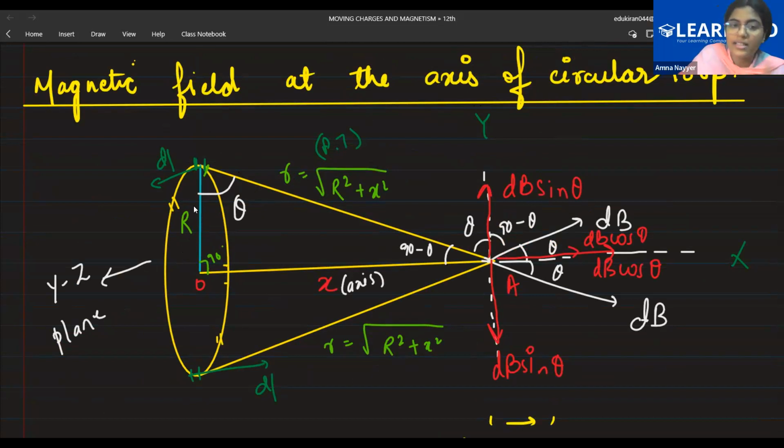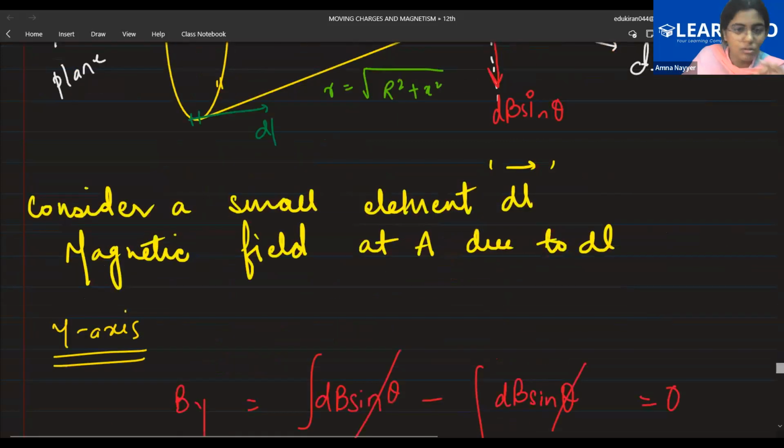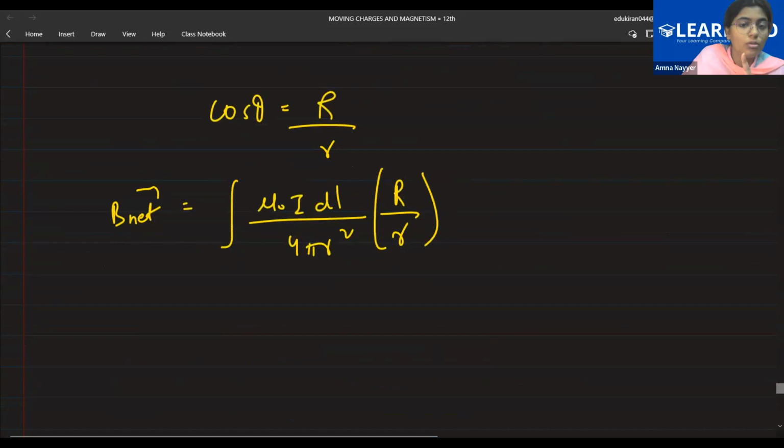So all those who have answered capital R by under root R square plus X square, their answers are right. How can you take X by this? X by R is not taken. Capital R by small r is the correct answer. All those who knew, it's good. But all those who do not know, please revise.